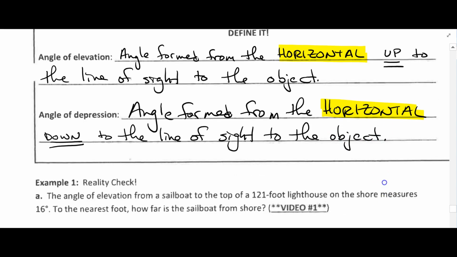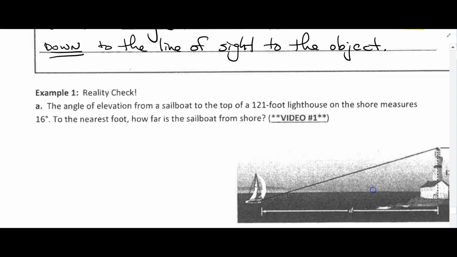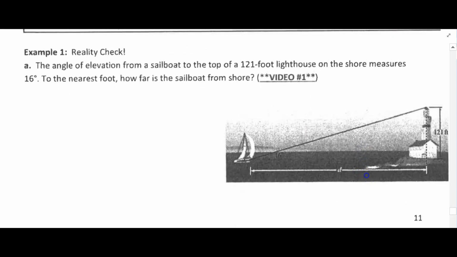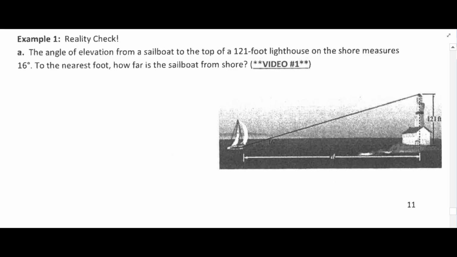So it may sound a little more complicated than it really is. Basically, what you're going to do is you're going to form a right triangle and then use our various methods for solving right triangles. In this case, we're going to use right triangle trig to solve these. So let's take a look at example 1. The angle of elevation from a sailboat to the top of a 121-foot lighthouse on the shore measures 16 degrees. To the nearest foot, how far is the sailboat from the shore?